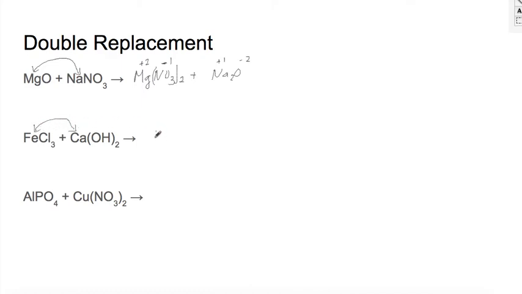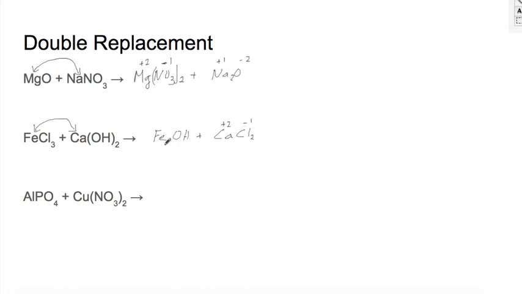Here we go. Iron hydroxide. Then we have calcium chloride. I'm going to do this one first and come back to this one for a reason. Calcium is +2 from the periodic table. Chlorine is -1, so we bring the 2 down. Calcium chloride.